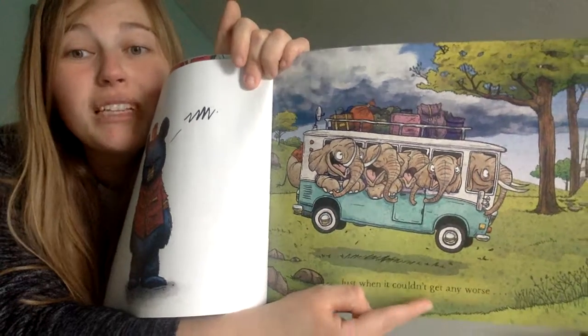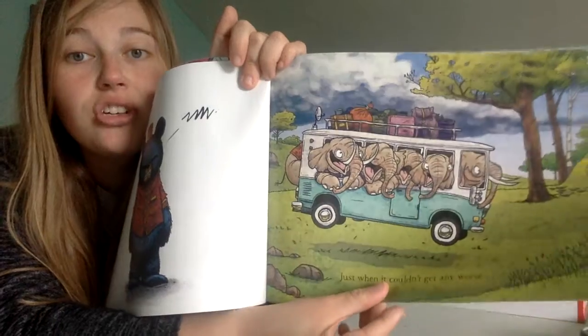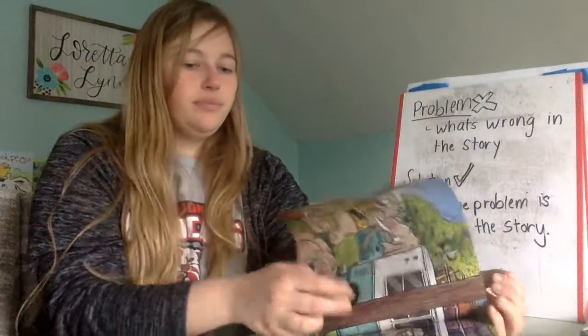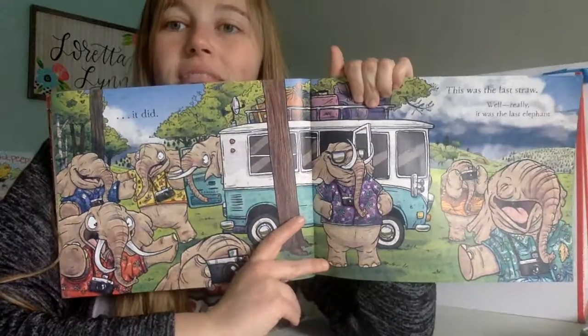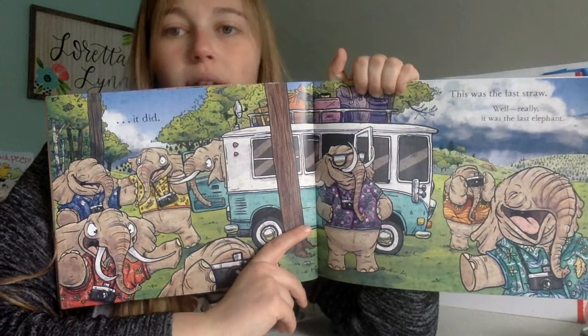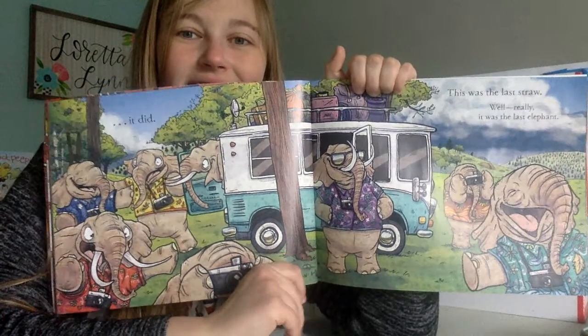Ellipses mean more to come. Those dots that you can see after the word worse, that means that something's going to happen on the next page. I wonder if it has to do with the elephants. Yep, it did. This was the last straw. Well, really, it was the last elephant.